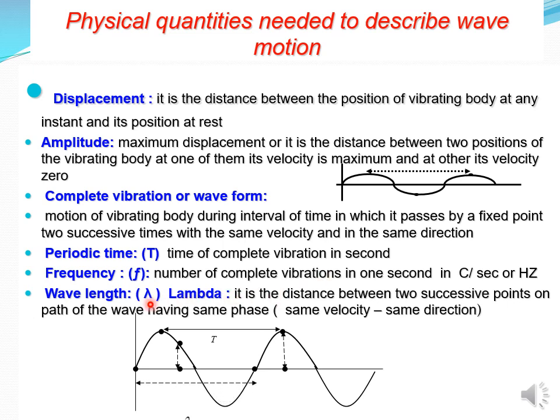Wavelength lambda, it is the distance between two successive points in the path of the wave having same phase, يعني same velocity and same direction.